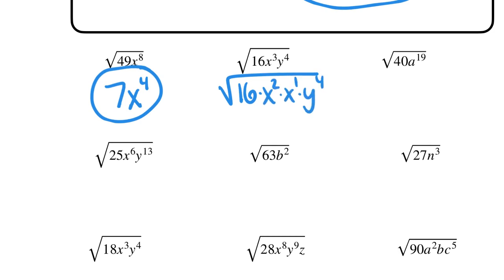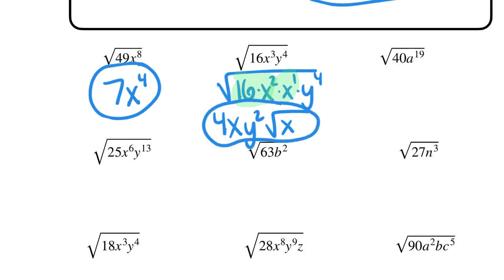Square root of 16 is 4. Square root of x squared is x. Sometimes I like to highlight or cross off something when I've already dealt with it. So I already dealt with both of those that I'm highlighting in green. The square root of x to the 1st has to stay under the root because I can't break that 1 down. And then the square root of y to the 4th is y squared. So it comes out, and that should be my answer there.